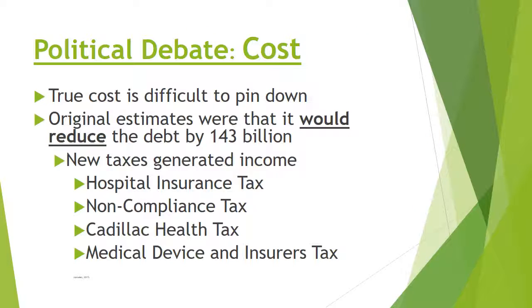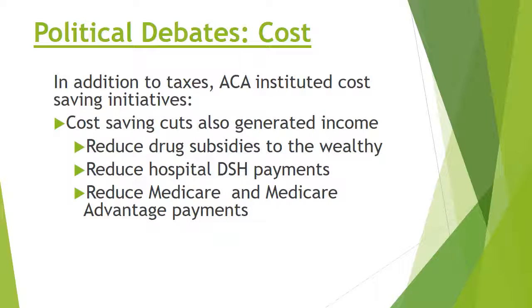The ACA is a controversial piece of legislation. Its design was so complicated it had to be rolled out in pieces over 5 years. One of the biggest political debates has been over the cost. However, true cost is difficult to pin down. Original estimates were that the ACA would reduce the national debt by $143 billion. This would be accomplished through new taxes.